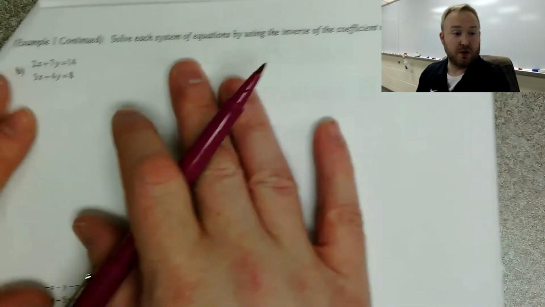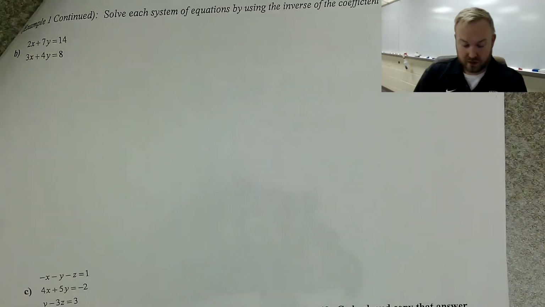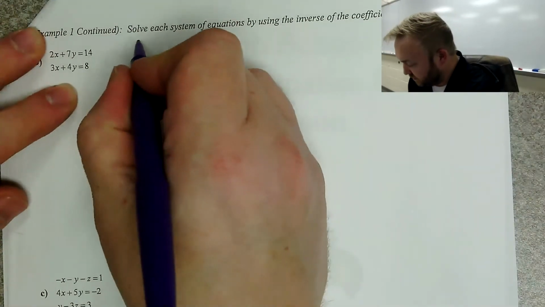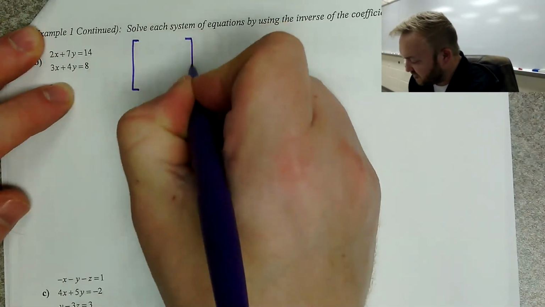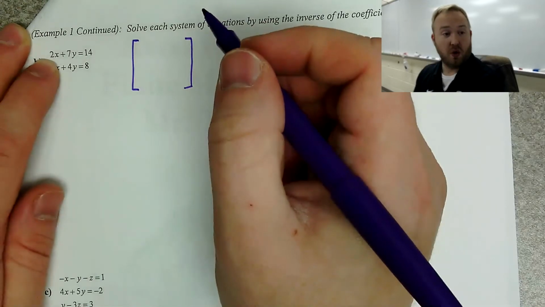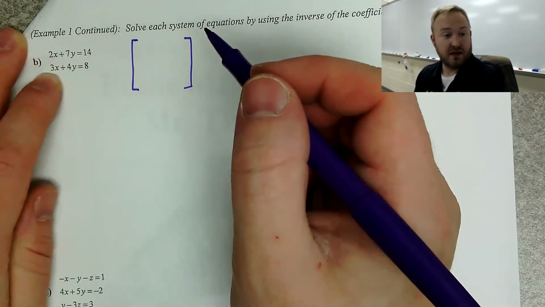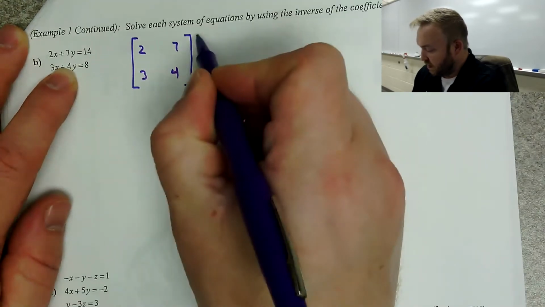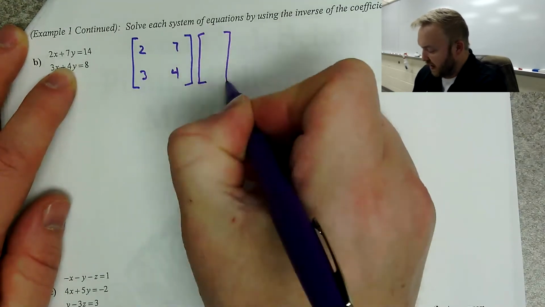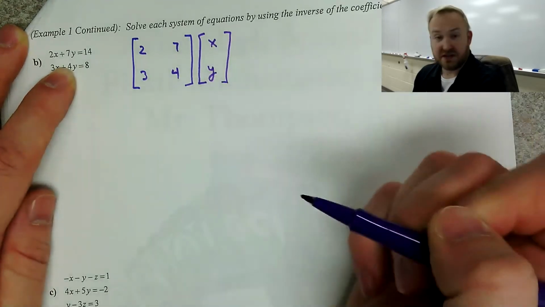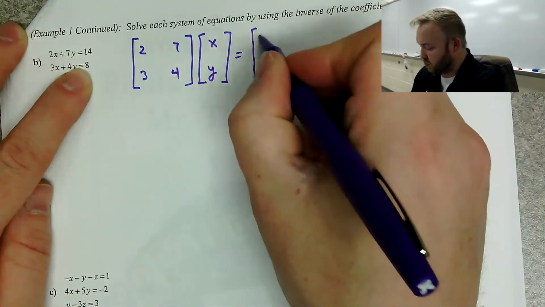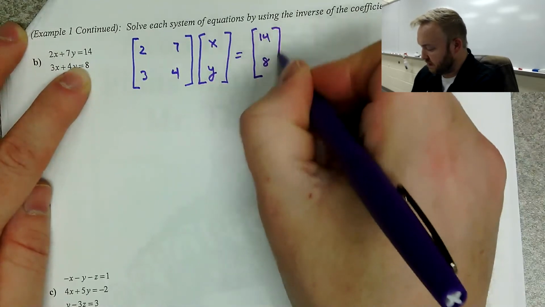Okay, let's do another one of those. So on the next page here, we have example B. First step is to write your matrix equation. Okay, so in my matrix equation, the first matrix is the coefficient matrix. So 2, 7, 3, 4. We multiply that by our variable matrix, which is just going to have an x and a y in it. And that will equal our constant matrix, which is 14 and 8.